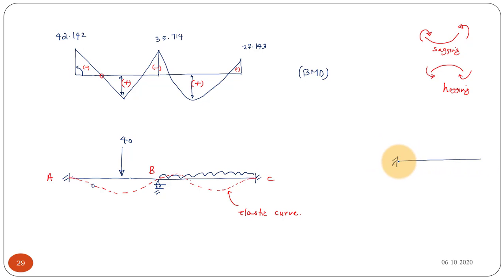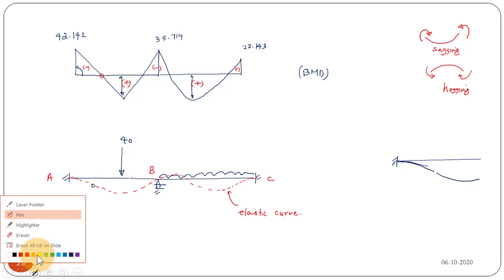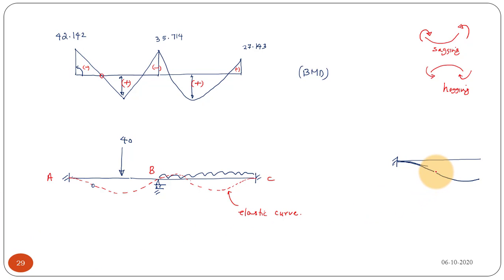So the beam is deflecting like this, and after some point the beam is going like this. So this is the point where the curvature is hogging, right?